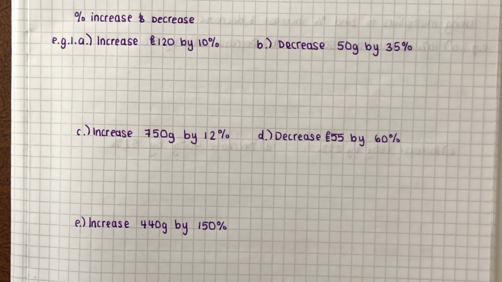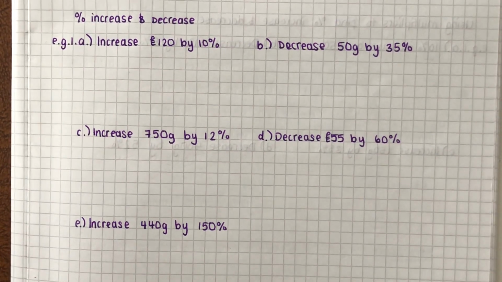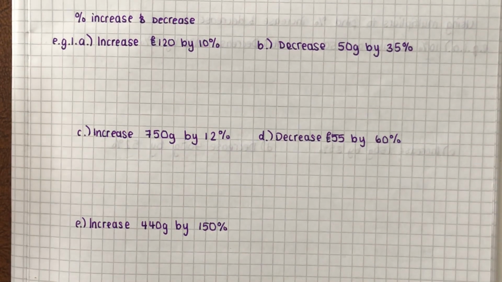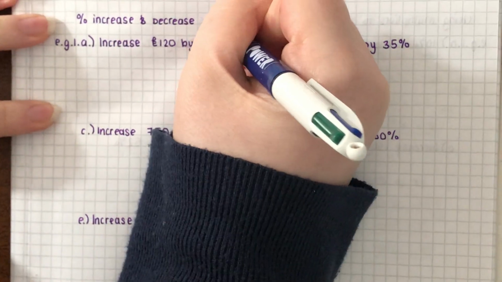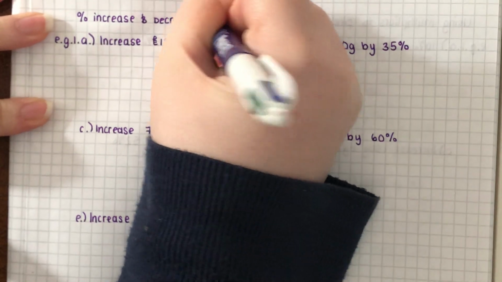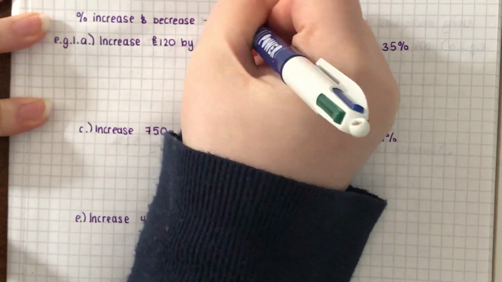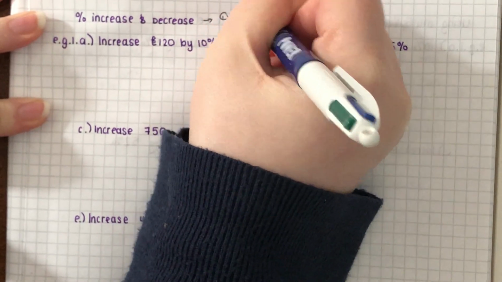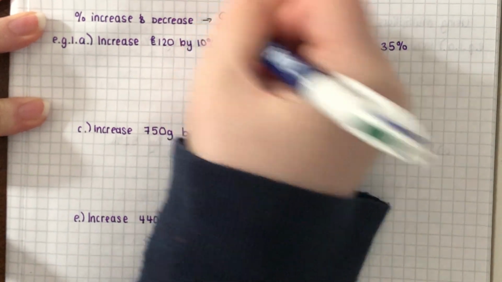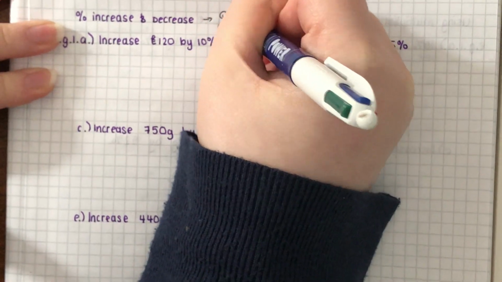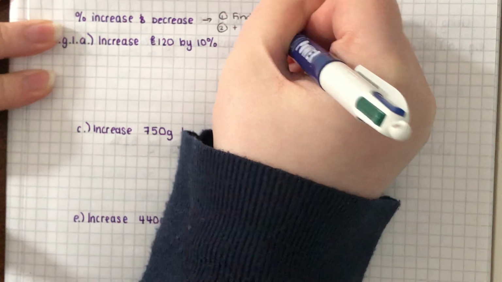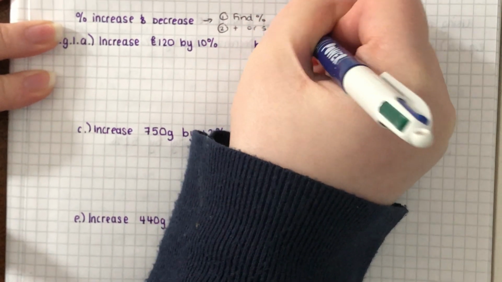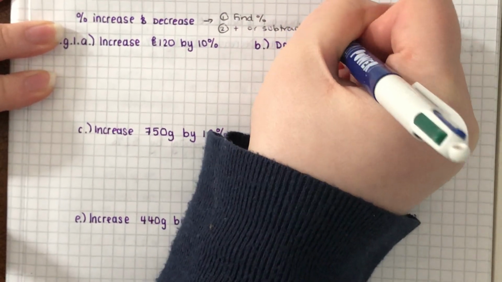Okay, so with these questions, the first thing we always need to do is find the percentage that we want to increase or decrease by, and then we'll either add or subtract that from the original, okay? So I'm just going to write up here, yeah, you can see that. So 1, find percentage, 2, add or subtract from original.